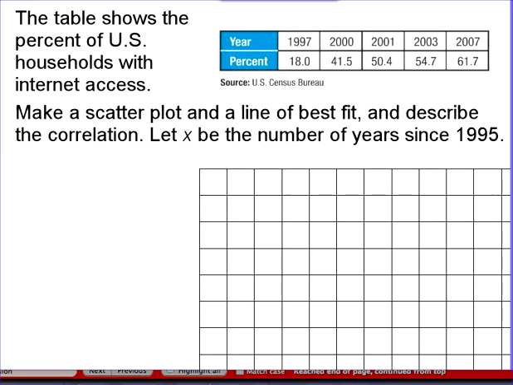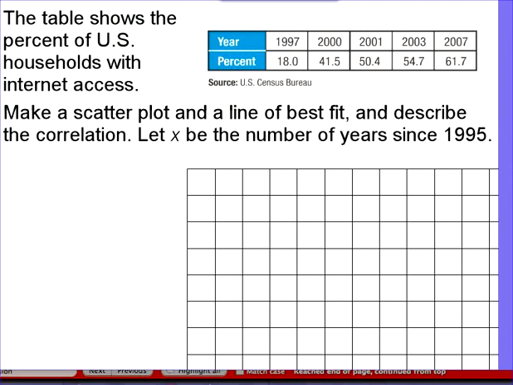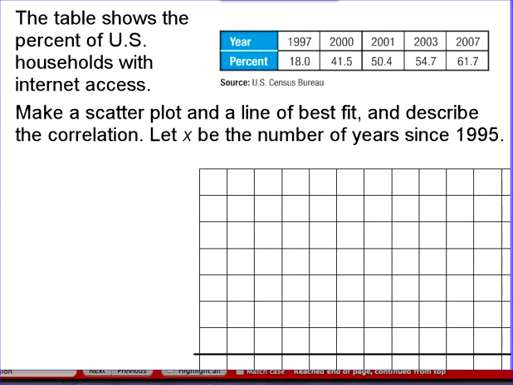Let me go ahead and use black. I'm going to go ahead and draw a line in here. Okay, so X is going to be my horizontal axis. And so if I think about things here, number of years since 1995. So if I'm talking about 1997, what would that be for X? X would be 2, right? So I know here that X is going to be 2, and this is going to correlate to 1997.